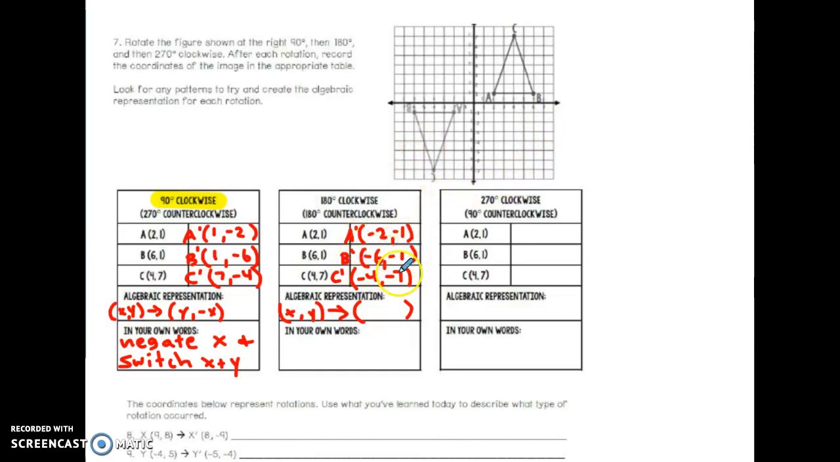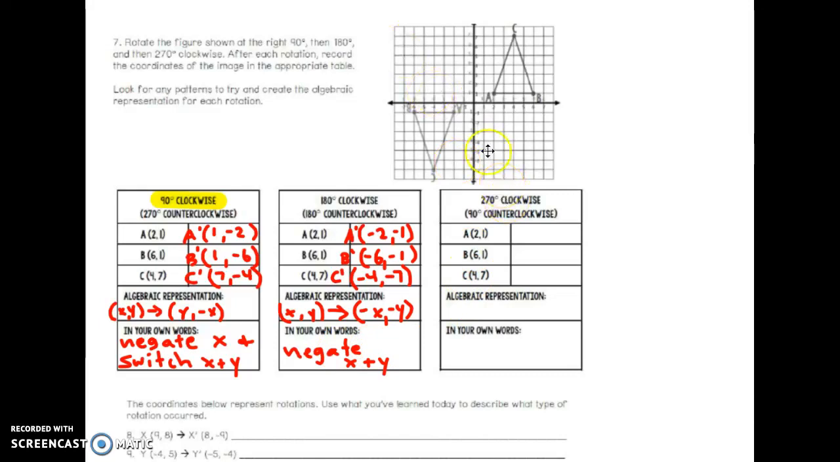We didn't switch anything. We just negated the x and y values. And that trick will work every time you want to do a 180 rotation. So negate x stays there, y stays there, but they are both negative. So guys, now you have kind of like a cheat sheet. Whenever you need to do a 90-degree rotation, this is the trick. Whenever you need to do a 180, this is the trick.